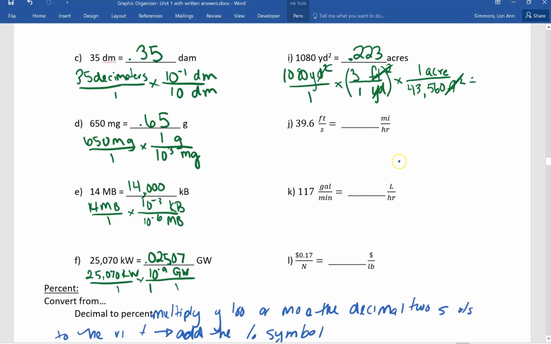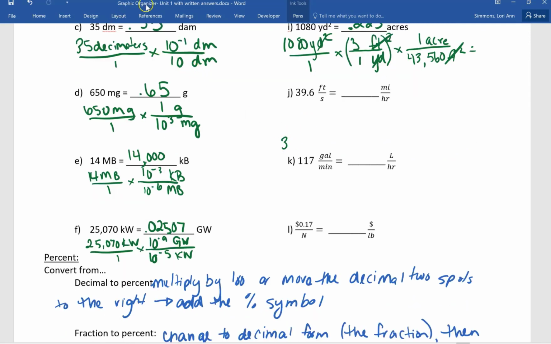J, 39.6 feet per second. We want to go to miles per hour. Let's go from 1 unit to 1 unit, one at a time. So that means go from feet to miles first, or go from seconds to hours first. Don't try to do it all at once. So I'm going to do feet to miles first. So I know there are 5,280 feet for 1 mile. Feet cancel. Now I'm left with miles per second.